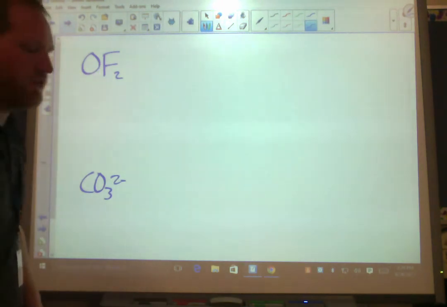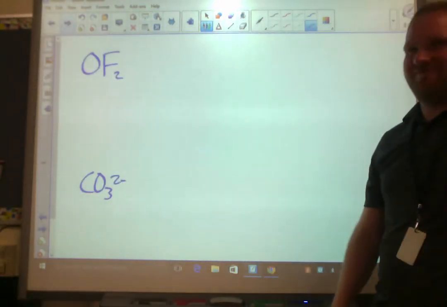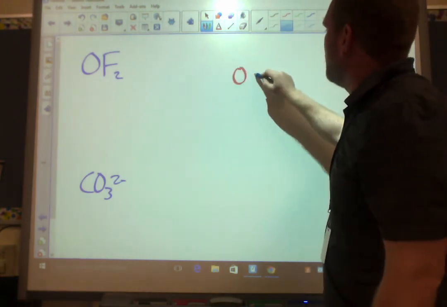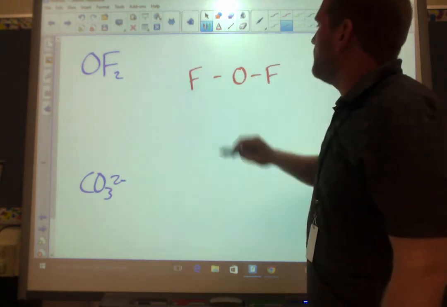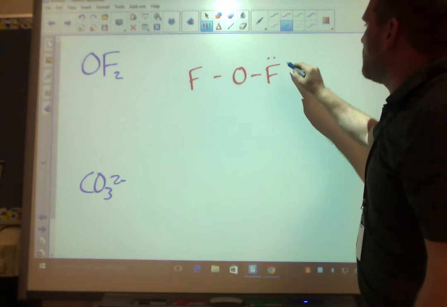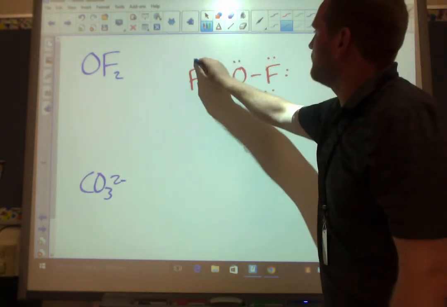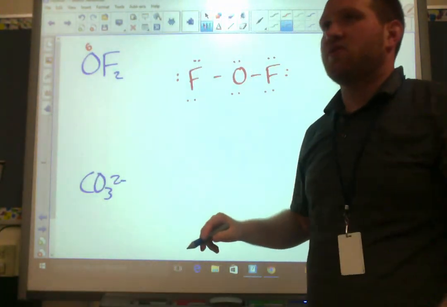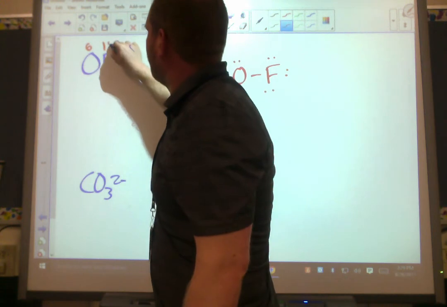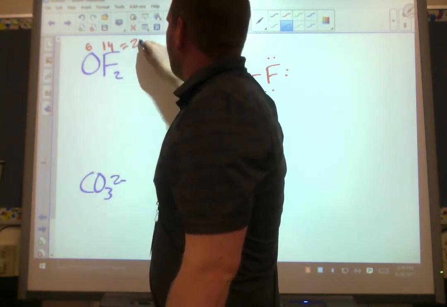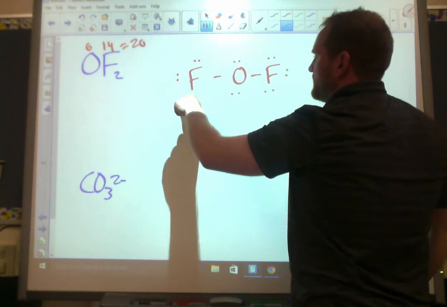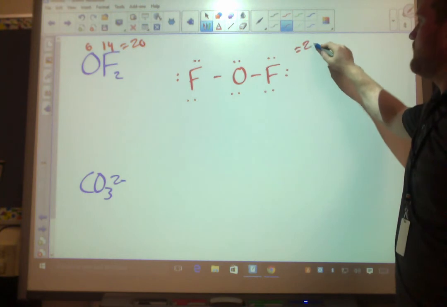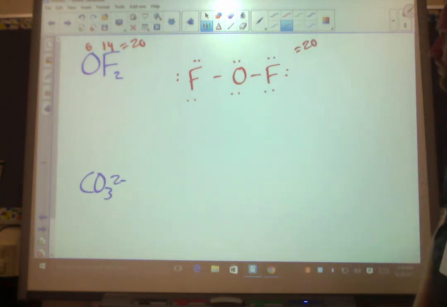OF2, oxygen difluoride. This one I believe doesn't really exist, but it's a good example for Lewis structures. Oxygen difluoride. Alright, so the O is in the middle. We get the 2 F's on the left and the right. Let's give them all lone pairs. Okay, oxygen is 6, fluorine is 7 times 2 is 14. Gives us a total of 20. 2, 4, 6, 8, 10, 12, 14, 16, 18, 20. So, this is correct.